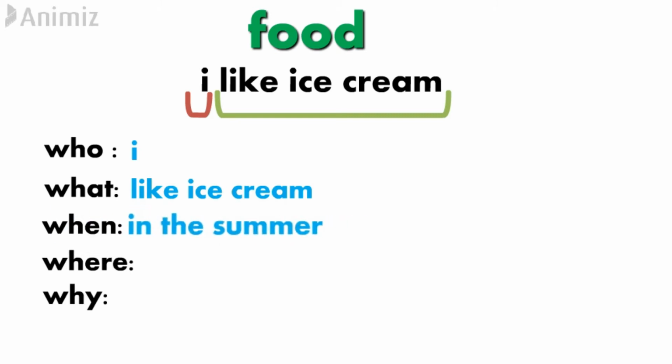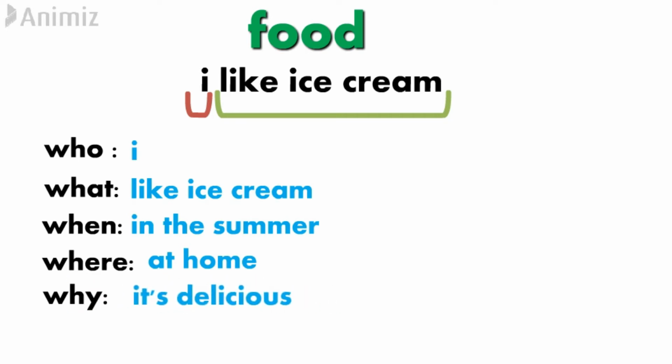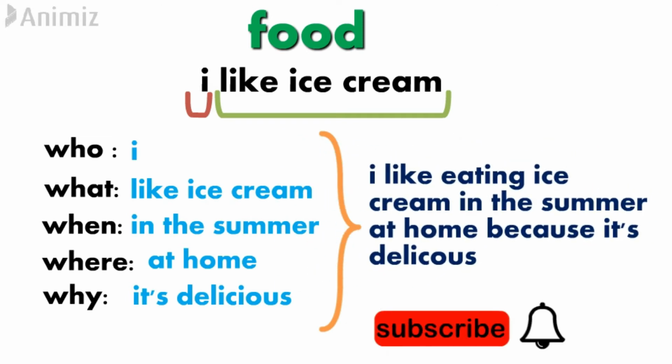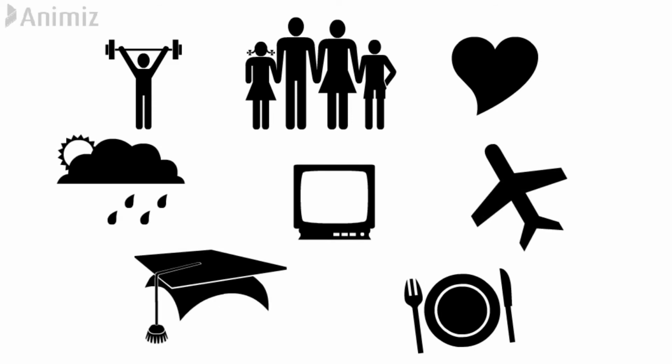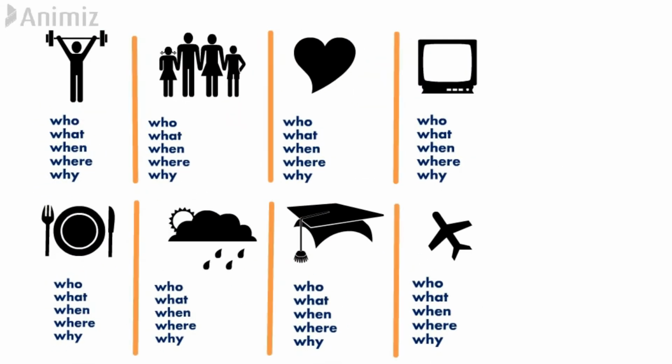For when we've selected in the summer. For where we've selected at home. And for why we have selected it's delicious. So, our sentence becomes, I like eating ice cream in the summer at home because it's delicious. Okay, now what you want to do is to add a page in your notebook for each of the remaining categories. Then you will go through the same steps and make a sentence for each category.